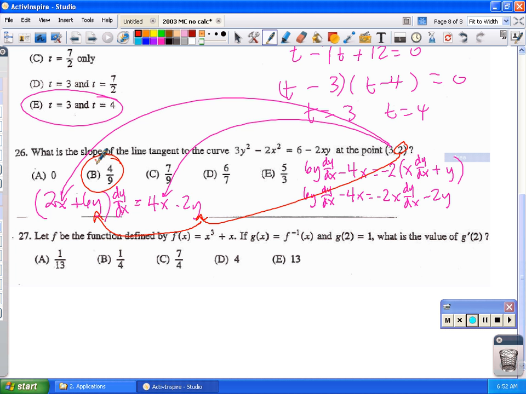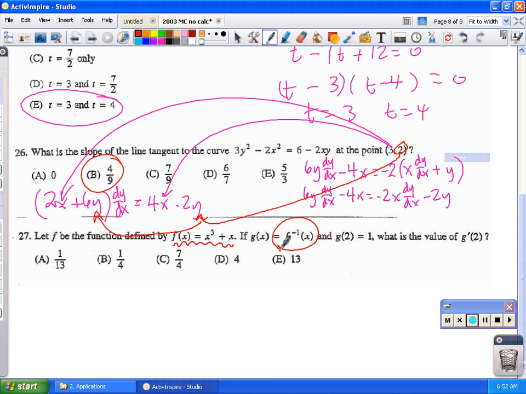27. In 27, we have inverse functions. And so we have the original function f of x, and g of x is the inverse of that. Remember that the derivatives at partner points on inverse functions are reciprocals of each other. Now this is worth going back. There's a lesson on this on my YouTube page. There is a sheet of notes in your notebook that review this.